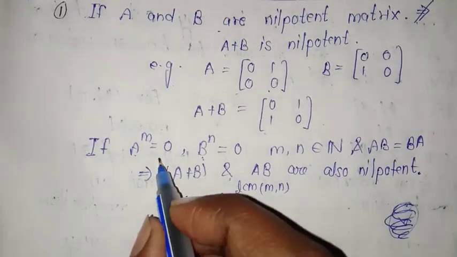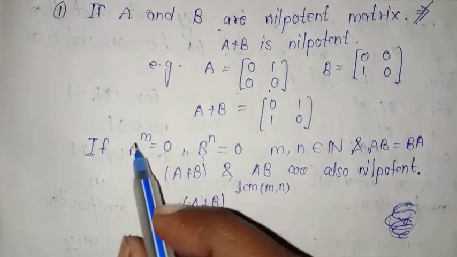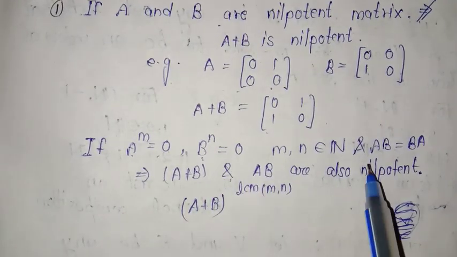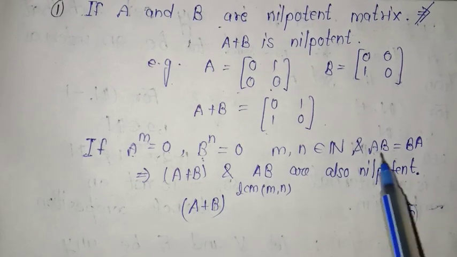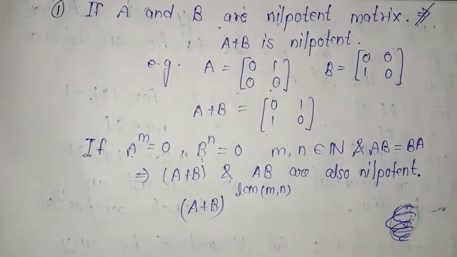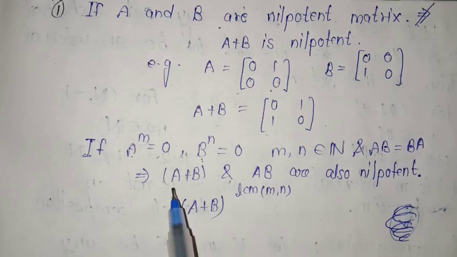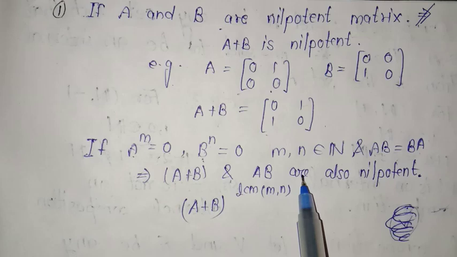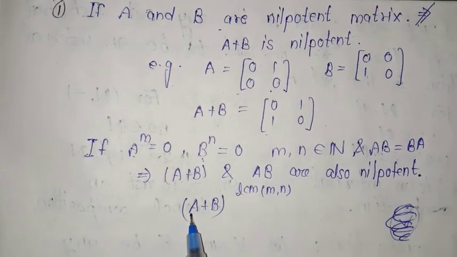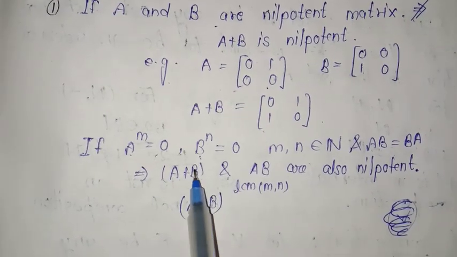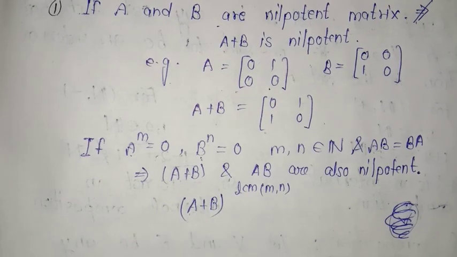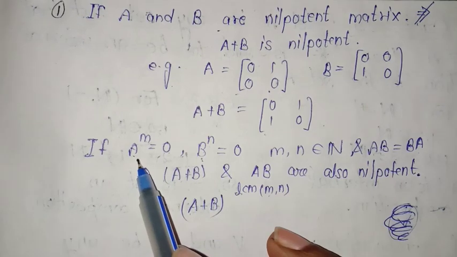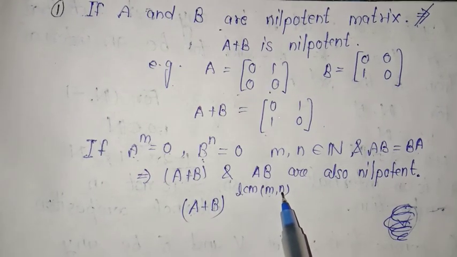So whenever you have two matrices and you know about the index of nilpotency of the matrices, and it is also given that AB is equal to BA, that is, both the matrices are commuting together, then the sum of those two matrices and the product of those two matrices must be nilpotent. And in that case, if you want to find the index of nilpotency of the matrix A plus B, that will be the LCM of the index of the first matrix comma the index of the second matrix.